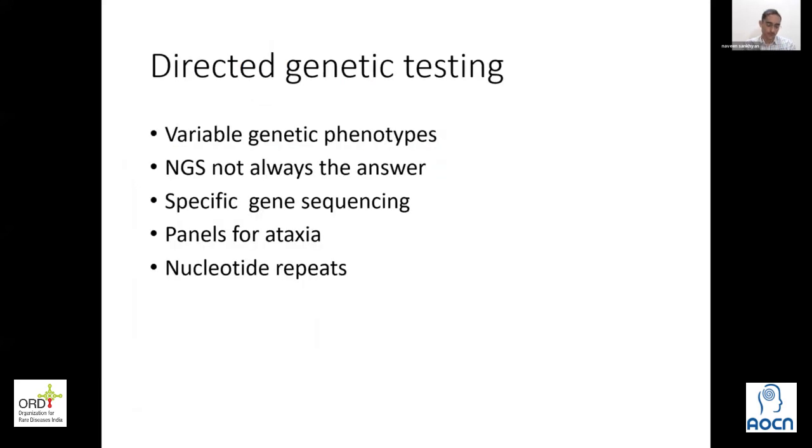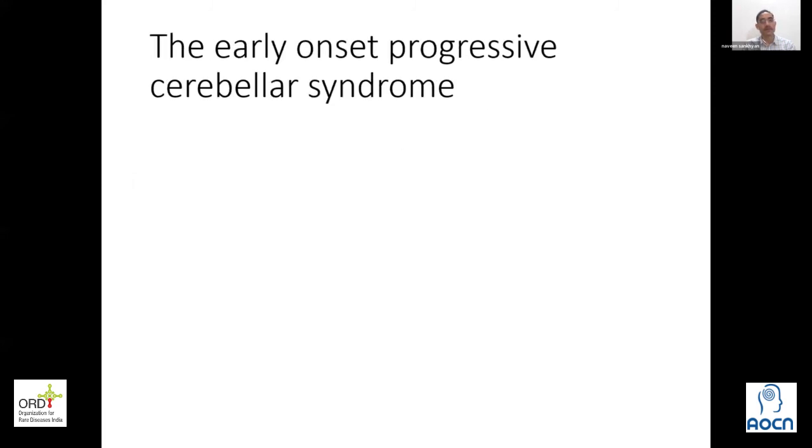So once you have some kind of phenotyping, I think what you need to do is further directed genetic testing. And what you get is not always through NGS, because you need to do certain panels, and nucleotide repeats are something which need to be looked for in these patients. So I would describe the 2 classical phenotypes in ataxia: the early onset progressive cerebellar syndrome.